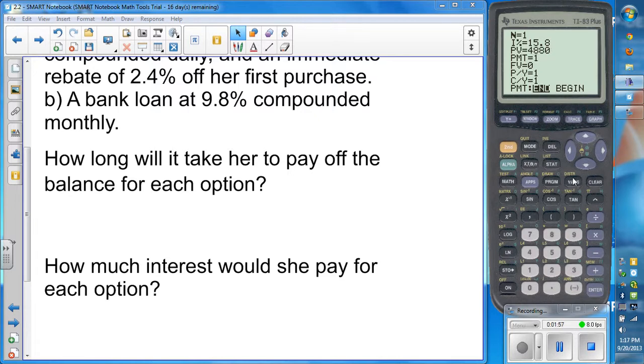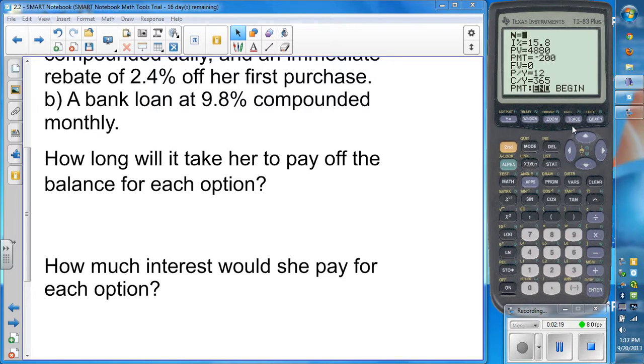And our payments will be $200 a month. So we're going to pay $200, so that's negative 200. Future value we want to be 0. Payments per year, we're going to have 12. And compounding periods per year, well, there's 365 because it compounds daily.